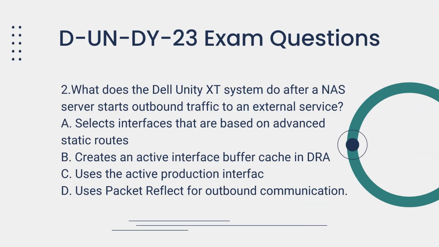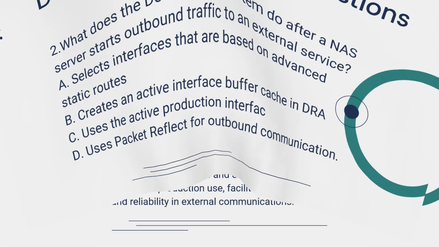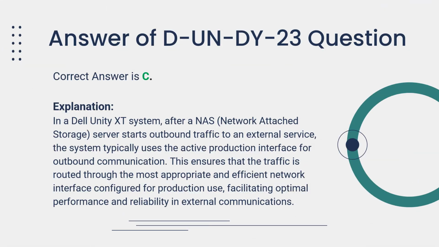What does the Dell Unity XT system do after a NAS server starts outbound traffic to an external service? A. Selects interfaces that are based on advanced static routes. B. Creates an active interface buffer cache in DRA. C. Uses the active production interface. D. Uses packet reflect for outbound communication. Correct answer is C.